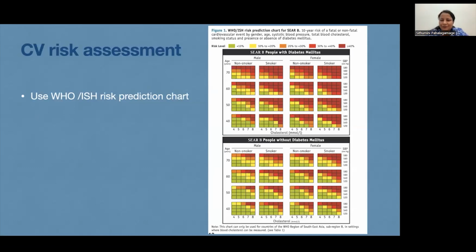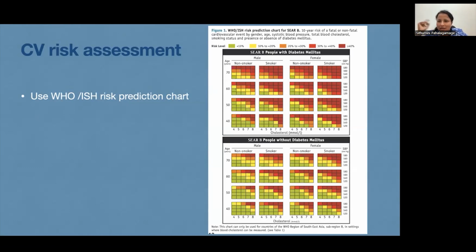Some European guidelines, the NICE guidelines, offer different risk stratification tools, and they are not validated for our population. But they are very easy to use. They are available online. It's just putting in the numbers and calculating the risk.